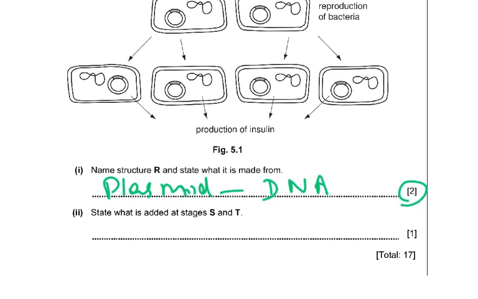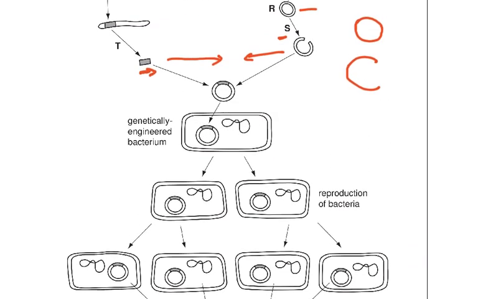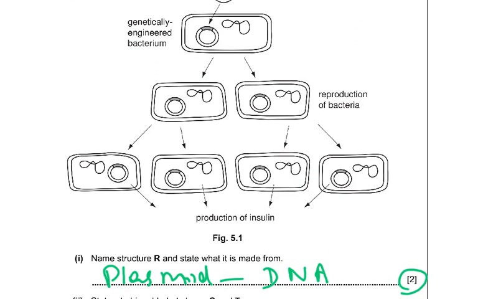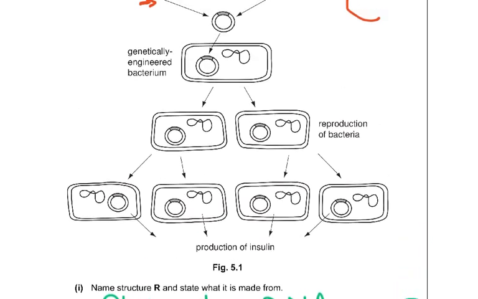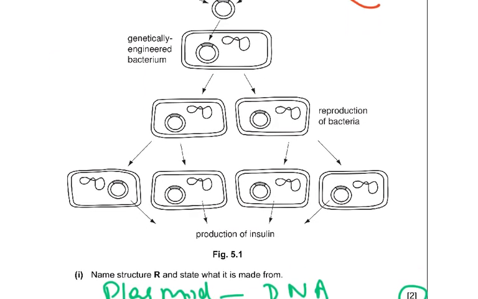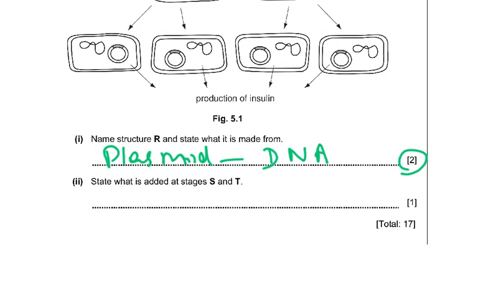Then state what is added at stages S and T. S and T. S, what did we add? We added a restriction enzyme. And at T, what did we get here? T, we had the human insulin gene or the human insulin DNA. So it said here in the question, state what is added at stages S and T. Okay, so I hope everybody gets this. What is this question? What is added at stages S and T? So this is another restriction enzyme, 1 mark. And at T, we added a human insulin gene.